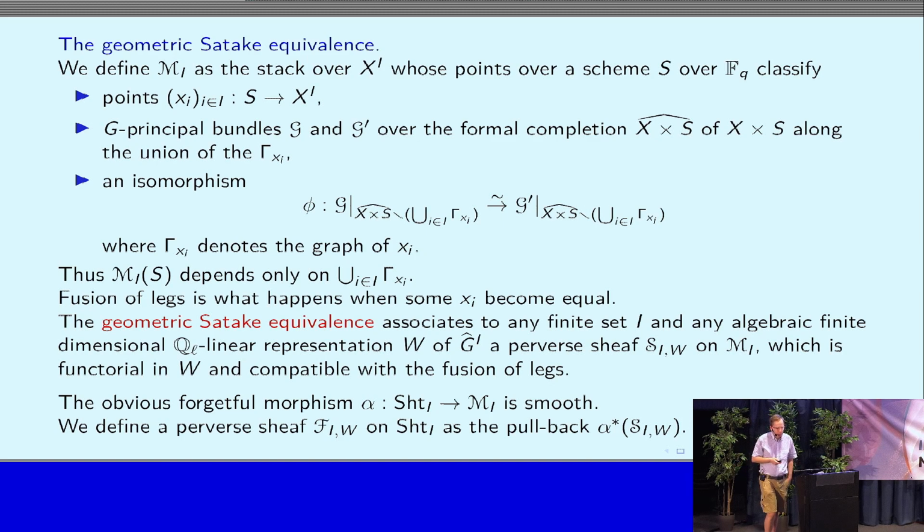So this stack depends only on the set-theoretic union of the graphs in some sense. And the fusion of legs is what happens when some x_i become equal. The geometric Satake equivalence associates to any finite set I and any algebraic finite-dimensional representation W of Ĝ to the I, a perverse sheaf on M_I, which is functorial in W and compatible with the fusion of legs. And there is a forgetful morphism from Shtukas to M_I. We keep the modification, we forget the relation with Frobenius.